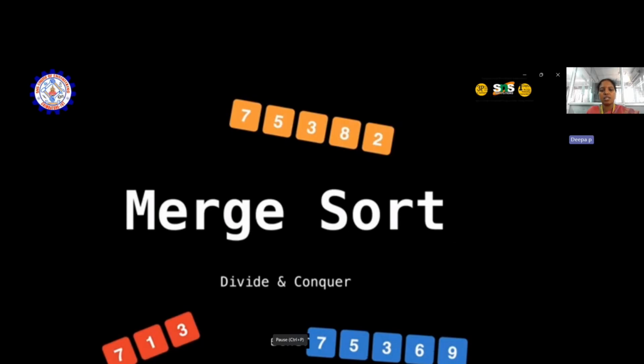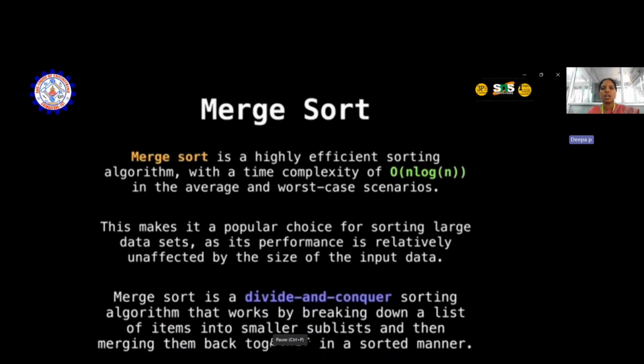My topic name is Merge Sort. Merge Sort is a highly efficient sorting algorithm. The algorithm is a divide and conquer algorithm.